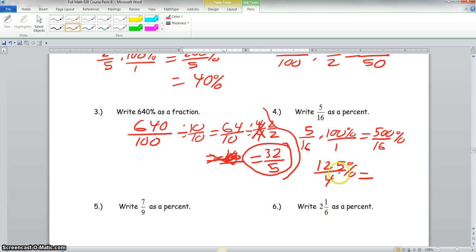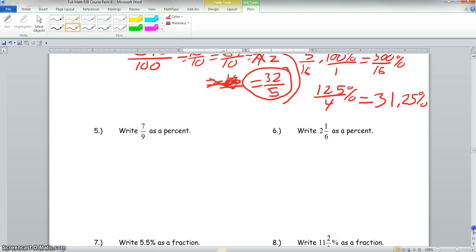Now, because you could use a calculator, I'm not going to take the time and do the division out. But 4 goes into 12 3 times. 4 goes into 5 once. Then you have 1 left over. 4 will go into 10 twice, so that'll be a decimal. And then you will have 20, so it'd be 31.25%, which you can put in your calculator.